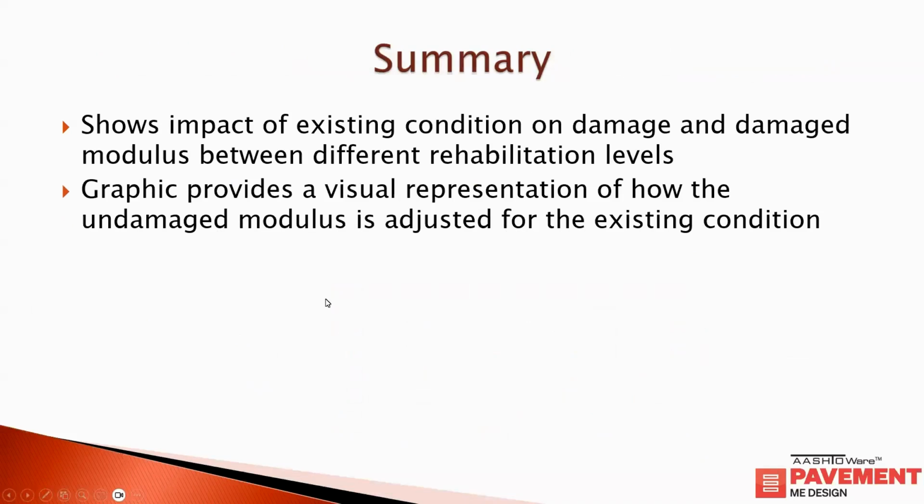So in summary, we showed you the impact of the existing condition on damage and damage modulus between the different rehabilitation levels. The graphic provides a visual representation of how the undamaged modulus is adjusted for the existing condition, to at least get an initial idea of the impact on how much your modulus is going to reduce. And then that translates to an existing damage from which to accumulate additional damage within the existing layer, which would also affect the reflection cracking and so on.